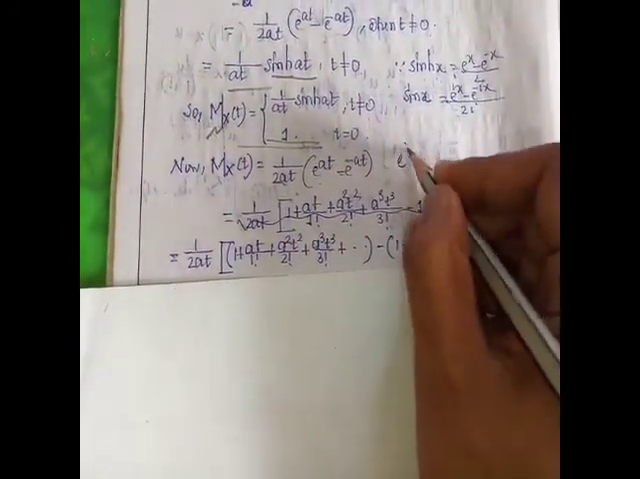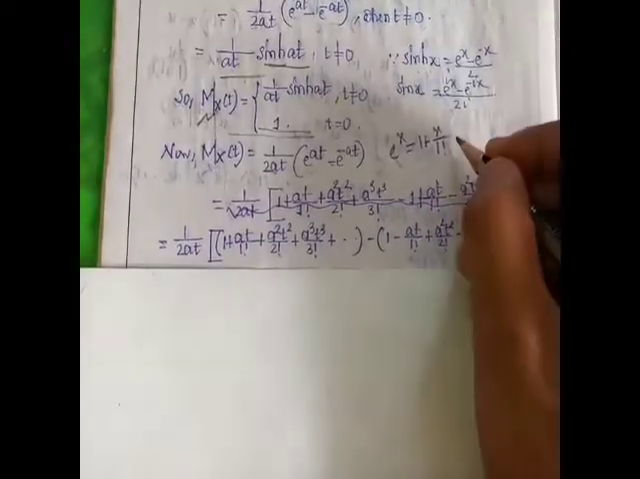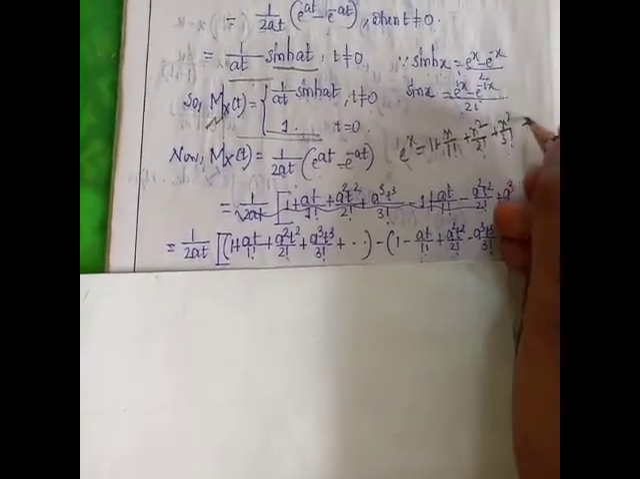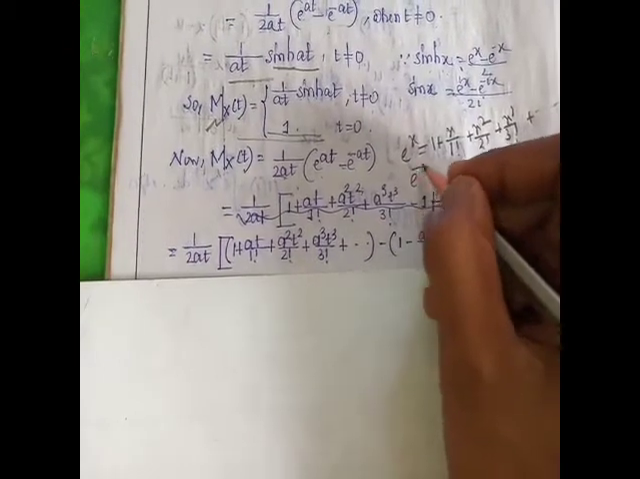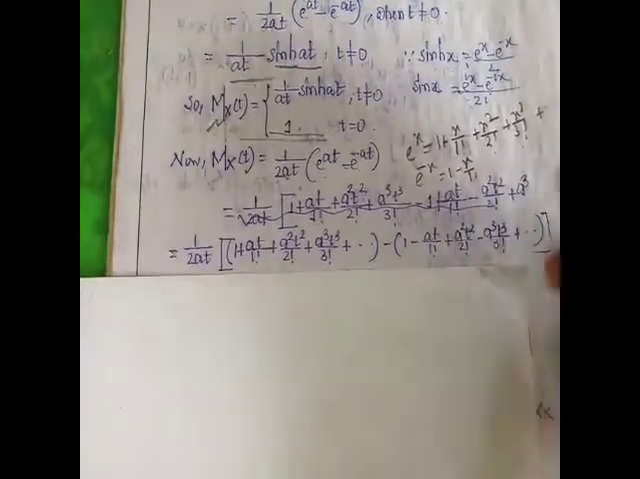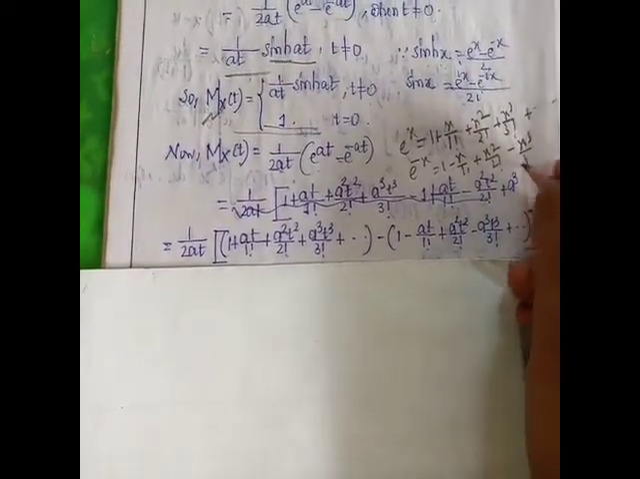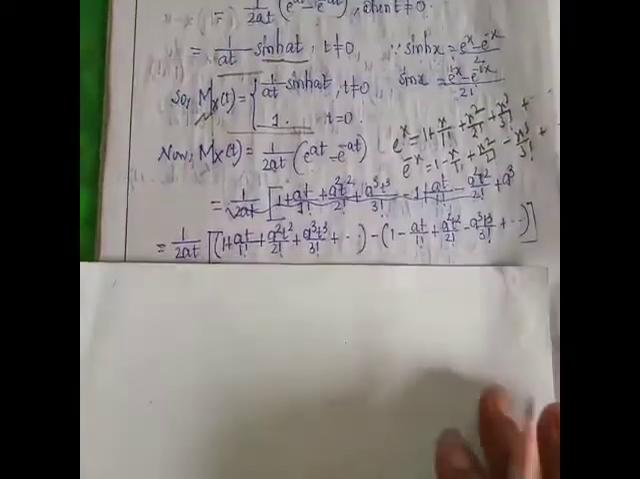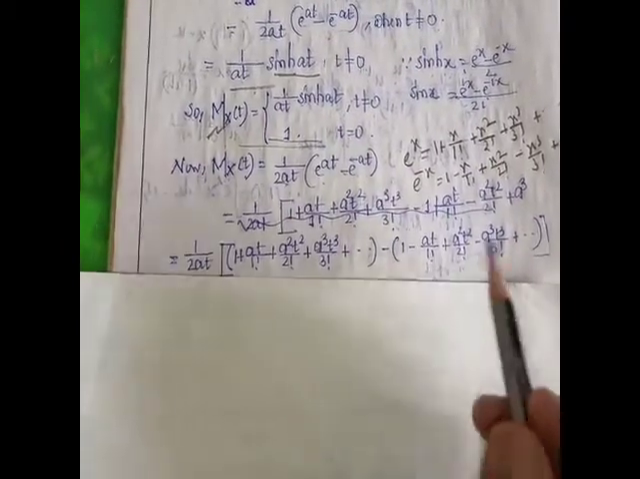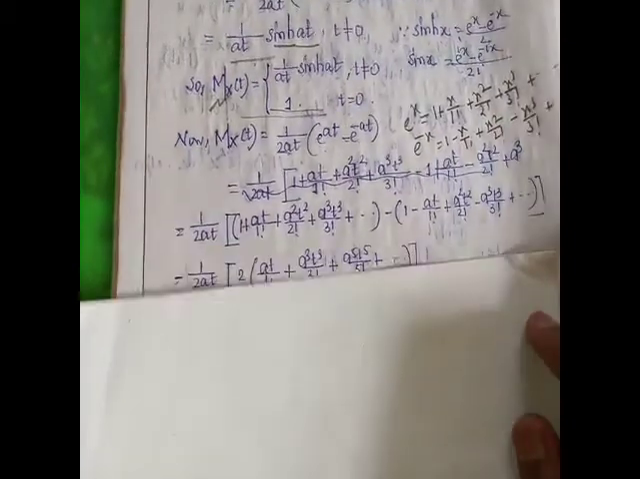So the expression of e to the power x is 1 plus x by 1 factorial plus x square by 2 factorial plus x cube by 3 factorial plus dot dot dot. And the expression of e to the power minus x is 1 minus x by 1 factorial plus x square by 2 factorial minus x cube by 3 factorial plus dot dot dot. So the expression of e to the power minus at is 1 minus at by 1 factorial plus a square t square by 2 factorial minus a cube t cube by 3 factorial plus dot dot dot.